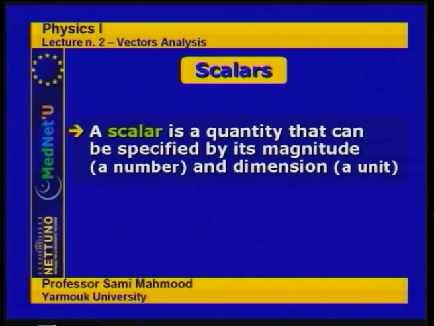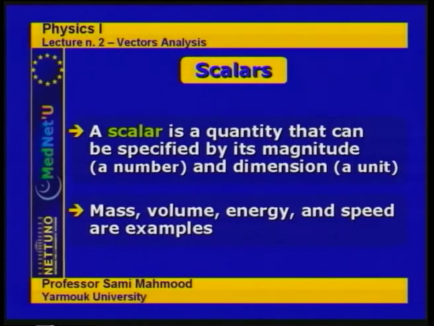Thus, physical quantities can be divided into two categories. One category is called scalars. A scalar quantity is a quantity that is fully specified by determining its magnitude and unit. The scalar does not need a direction to be specified. The mass and volume and energy and speed are examples of such quantities, scalars.